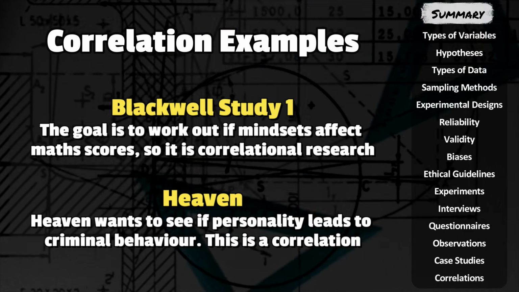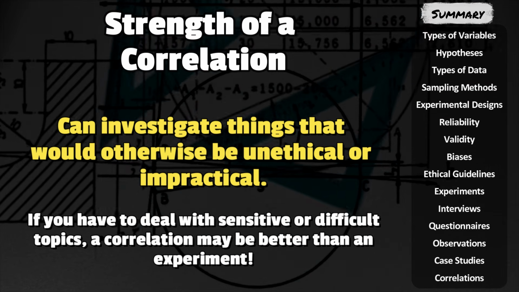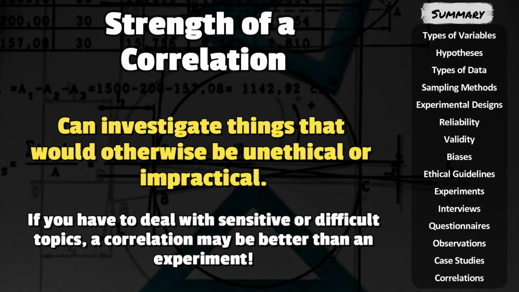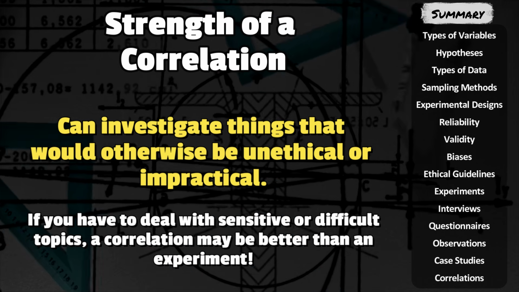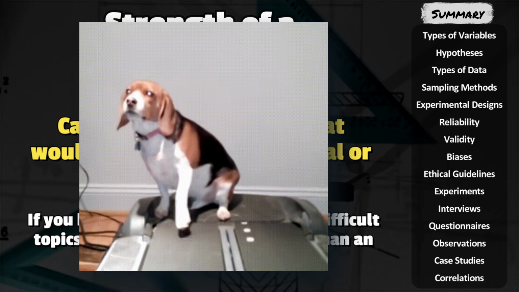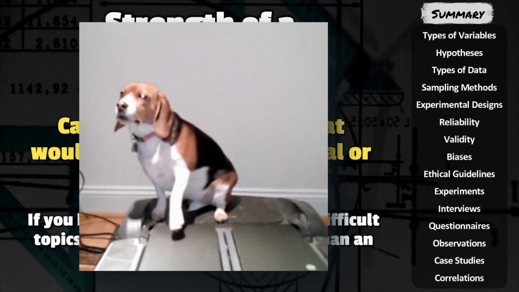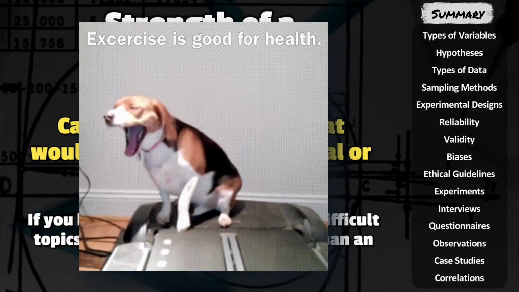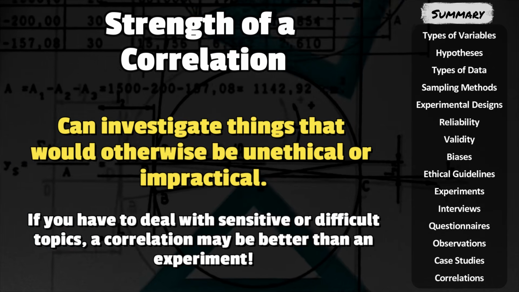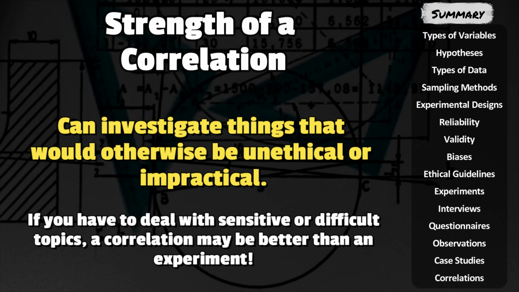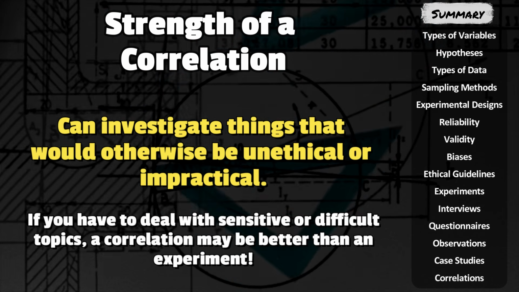Now, you need to remember that correlations are great because they allow psychologists to carry out an investigation of behaviors that couldn't be experimented on. For example, it wouldn't really be practical or ethical to force someone into doing more exercise or less exercise, or to take some sort of pills to make them happier or less happy. By doing a correlation instead, we are able to investigate this without actually manipulating those variables.